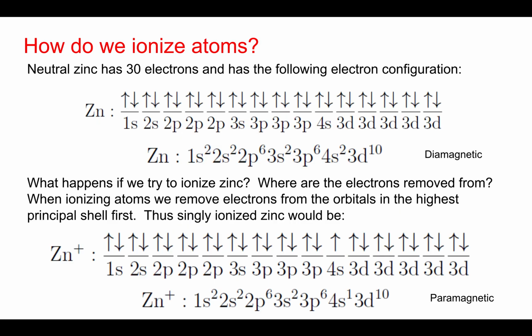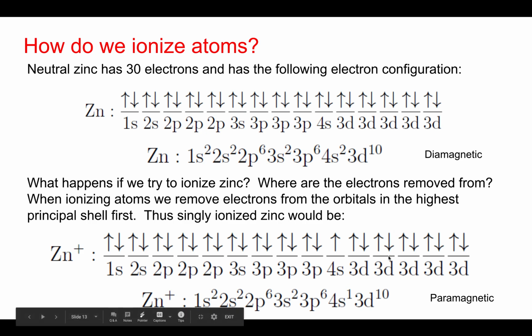Okay, so how do we ionize atoms? If we write out the electron configuration for zinc, it would be something like this. So atomic zinc would be diamagnetic. But let's ionize zinc once. So where do we remove that electron? We don't remove it from the 3d subshell. We remove it from the outermost subshell. We remove it from the 4s subshell. So Zn+ would be 4s1 3d10, paramagnetic, since it has one unpaired electron.